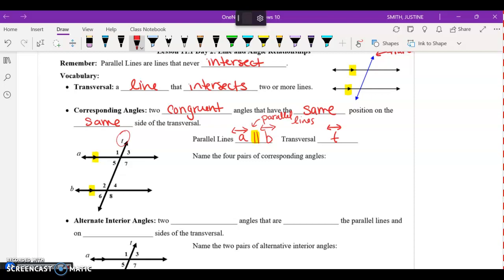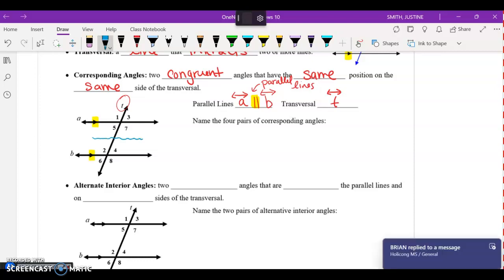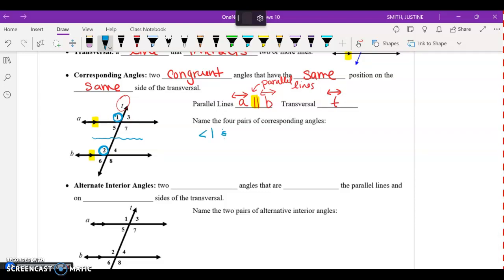Now they want us to name 4 pairs of corresponding angles. Again, corresponding angles are two congruent angles that have the same position on the same side of the transversal. If we look at the picture, if you almost cut this in half, look at angle 1 on the top half and then the bottom half, angle 1 has the same position as angle 2. So angle 1 and angle 2 would be corresponding. Another pair: look at where angle 5 is on the top half, it has the same position as angle 6. So angle 5 and angle 6 would be corresponding.